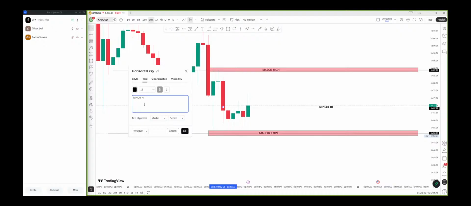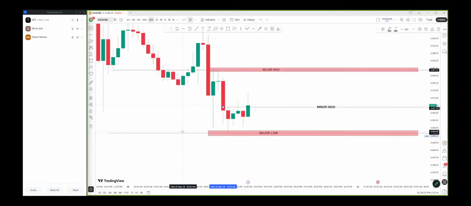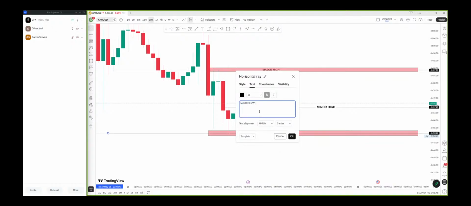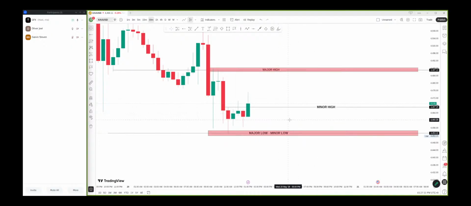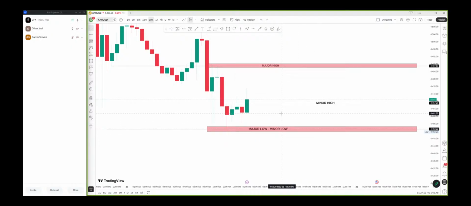And if you're going with the bias of the day, usually your major low and minor low will be in the same direction or the same area. So in this case here, your major low and your minor low is at the same area because that's your daily bias. That's another way for you to identify your bias of the day.